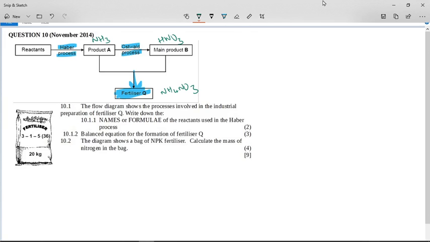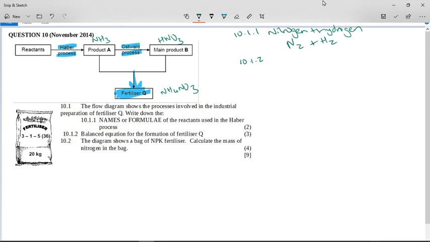So it says to you 10.1.1, write down the names or formulae of the reactants used in the Haber process. You have to learn this. You mix nitrogen and hydrogen to make ammonia in the Haber process. So those are their names, and they are diatomic molecules, so they are N2 and H2 if you want their formula.